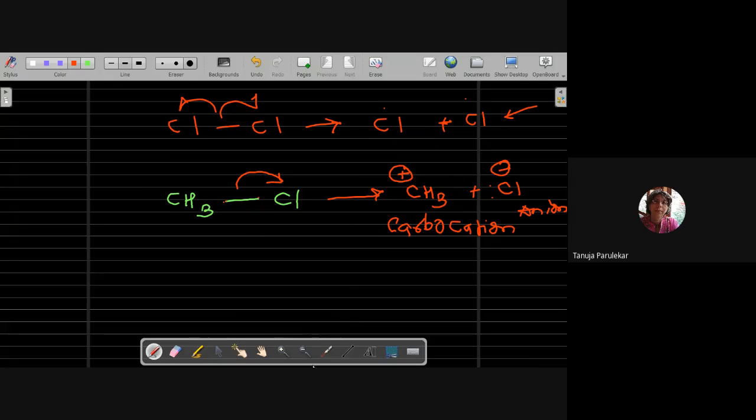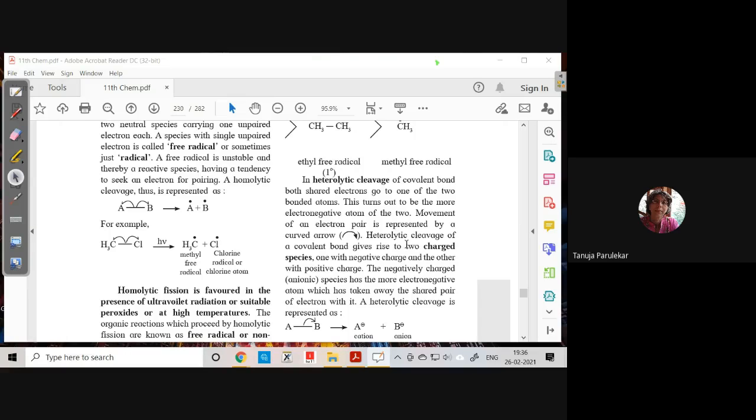This can take place when you carry out the reaction in a solvent; polar solvents will favor this kind of reaction. Okay, let me go back to that. So here, the movement of an electron pair is represented by the curved arrow. So this is the curved arrow. Heterolytic cleavage of a covalent bond gives rise to two charged species. We saw those charged species just now, one with negative charge and the other with positive charge.